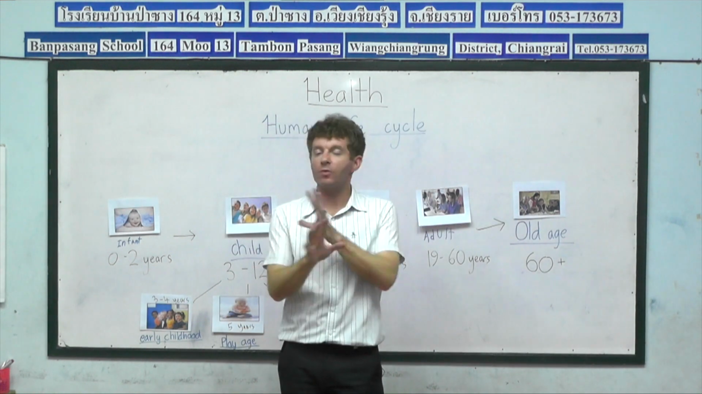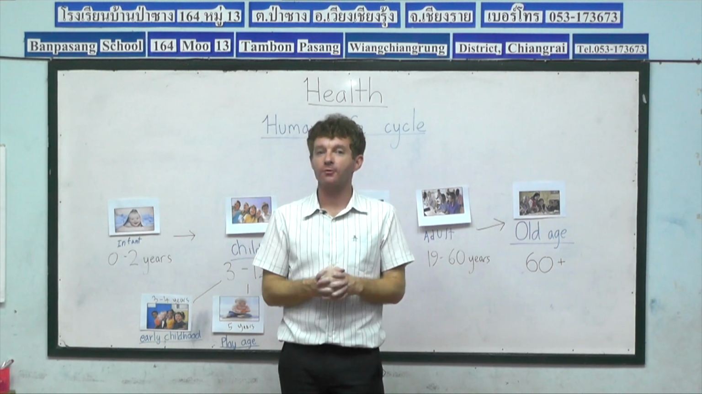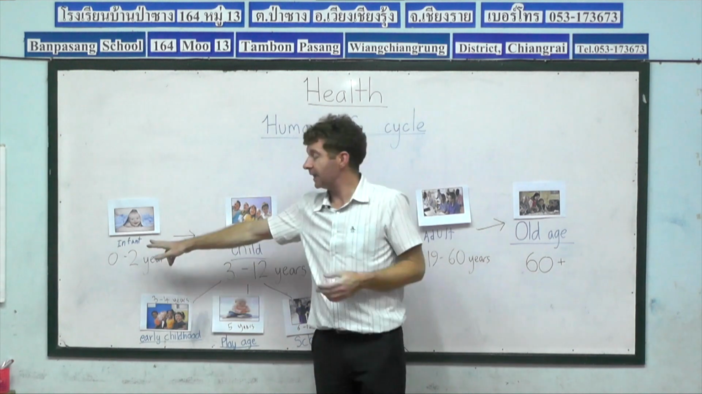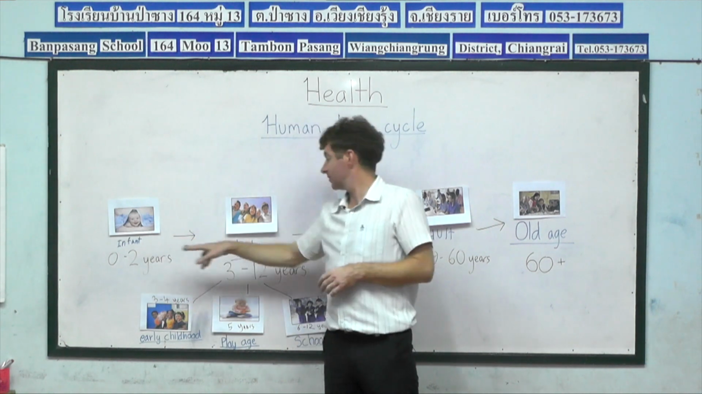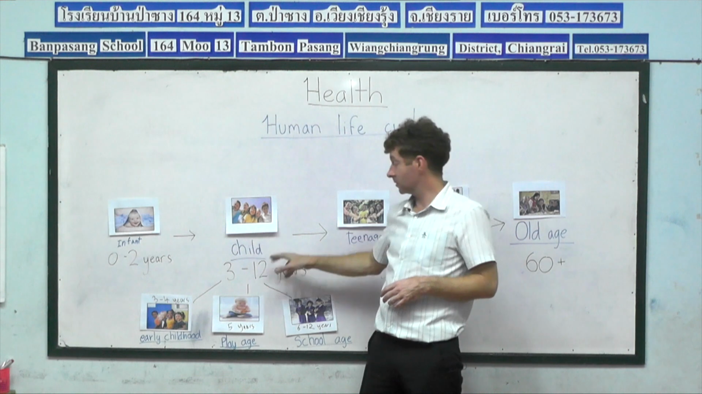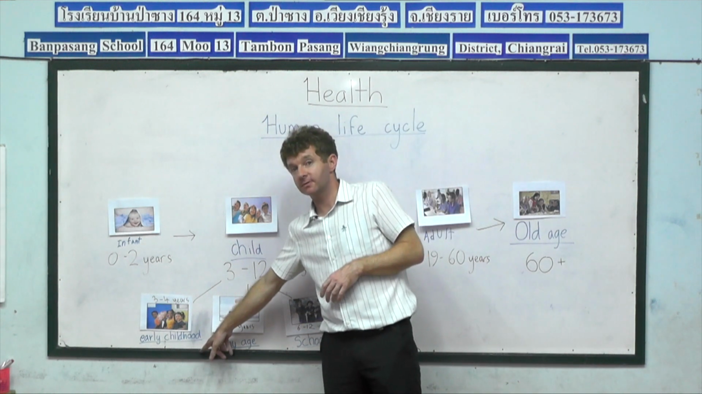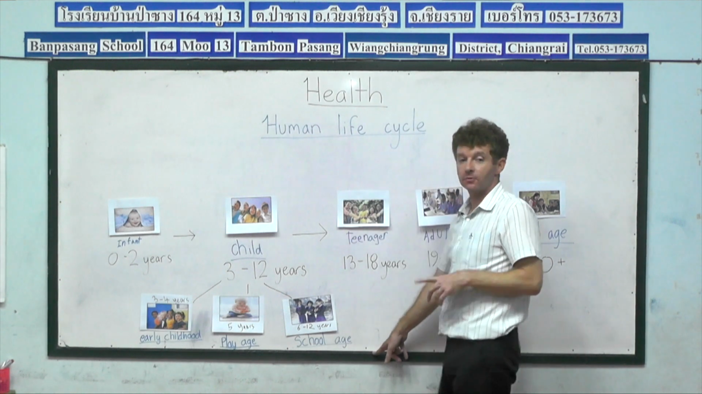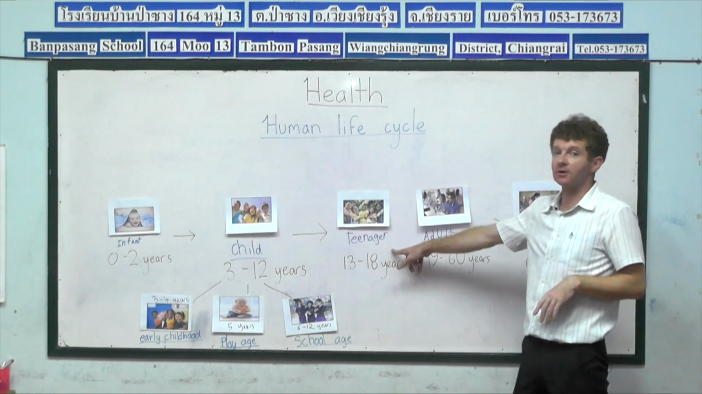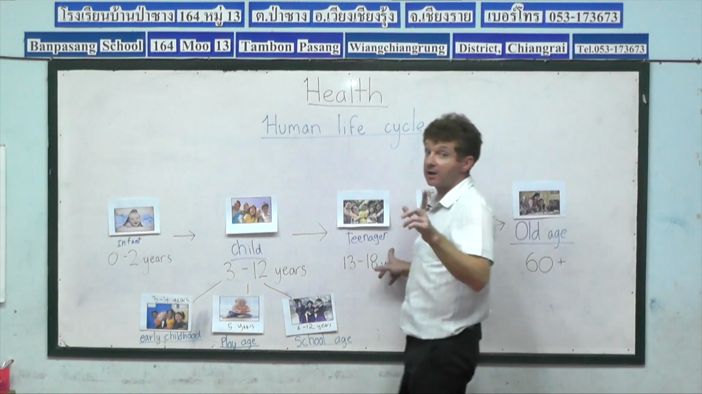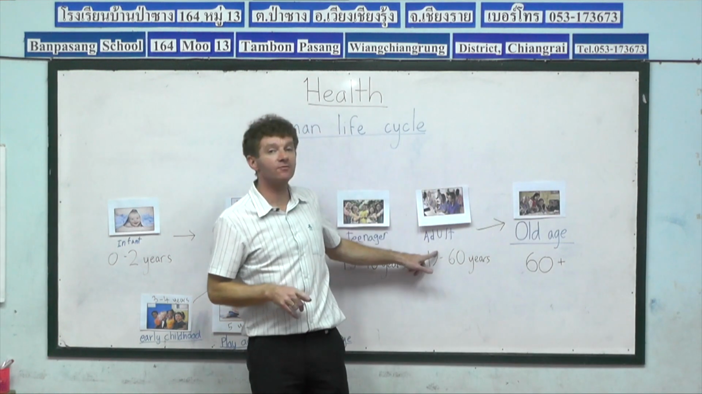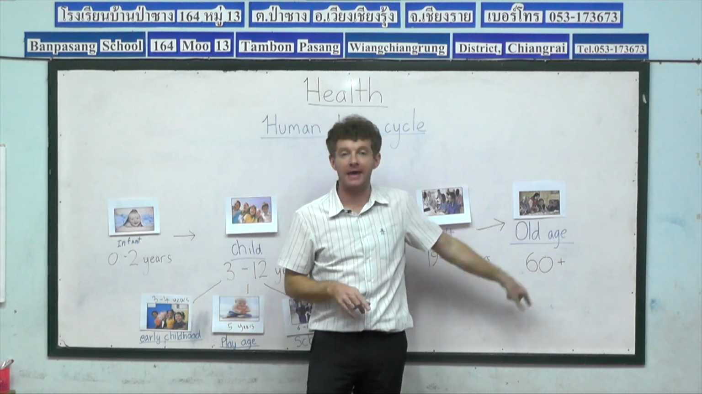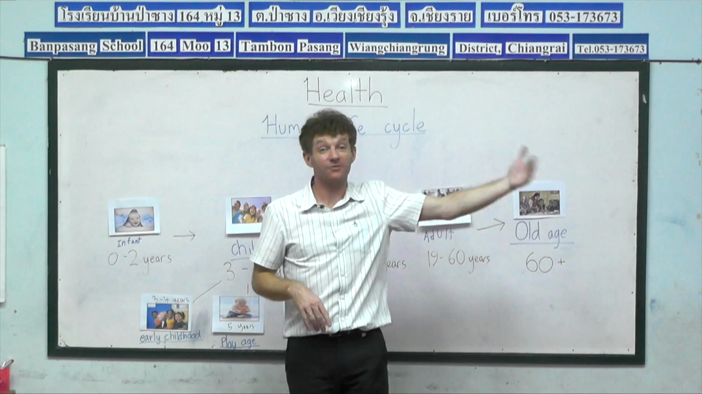Okay, so now we've got all our stages of life on the board. Let's practice speaking one final time. Infant. Childhood. Early childhood. Play age. School age. And then teenager. And then after we're a teenager, we become adults. And then after adulthood, old age, which carries on until we die.